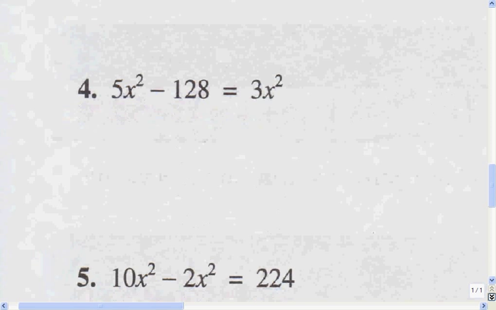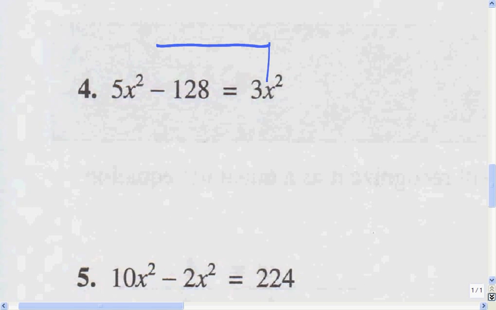Okay, I've got to isolate the variable on one side of the equal sign. So that means I've got to get this 3x squared over to this side, and I've got to get rid of this negative 128. So what I'm going to do is add 128 to this side, and I'm going to add 128 to this side, because what I do to one side I have to do to the other.